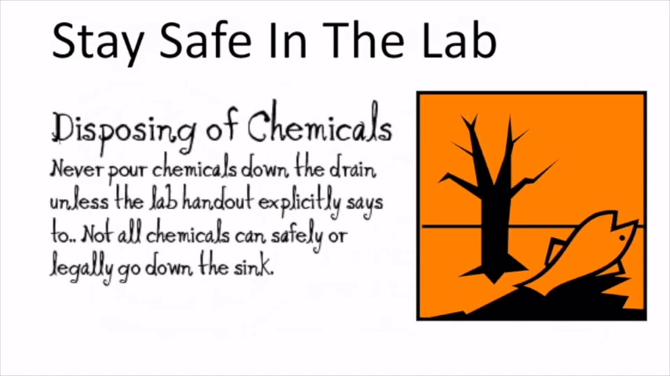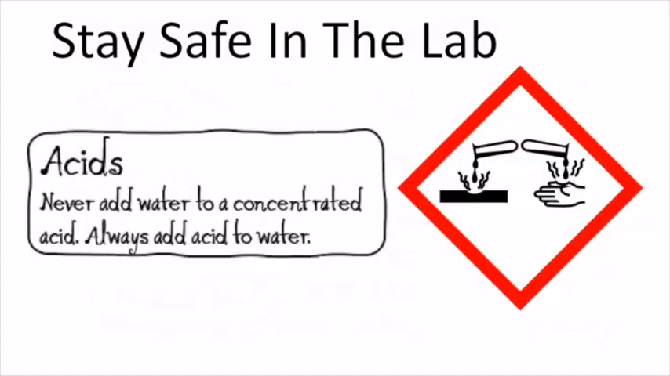When disposing of chemicals, never pour chemicals down the drain unless the lab handout explicitly says to. Not all chemicals can safely or legally go down the sinks, so it's very important to dispose of any chemicals in the proper place. When you're adding acids to water, you always add the acid, never add water. If you add water, it can cause it to boil, and the acid can splash out.